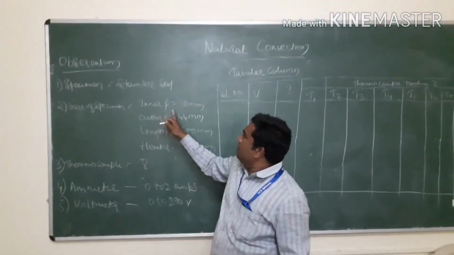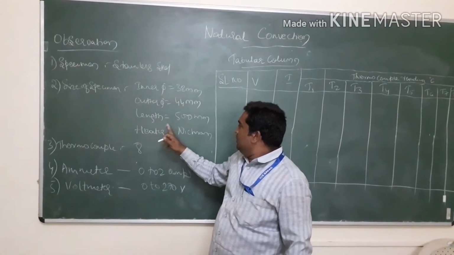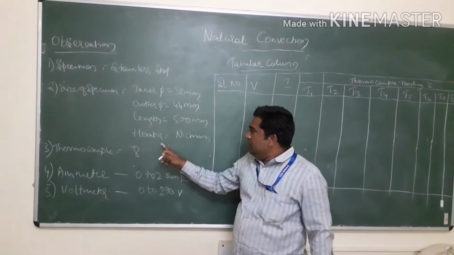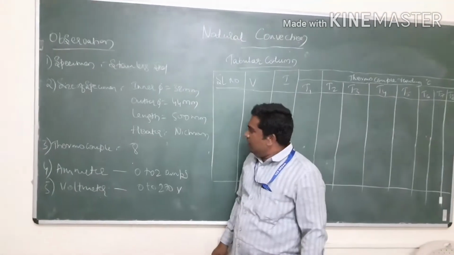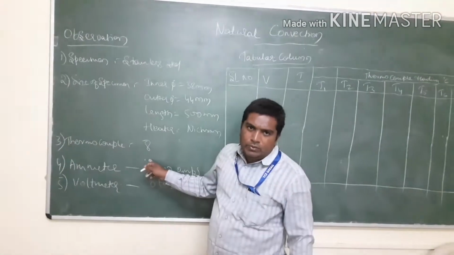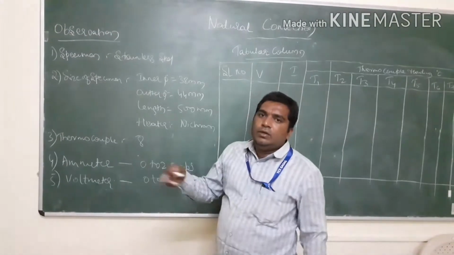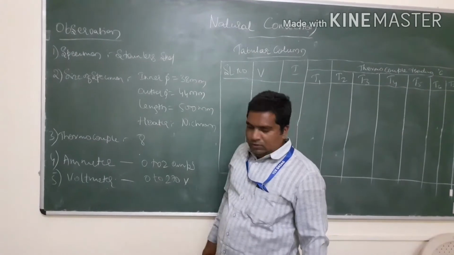It has an inner diameter of 38 mm, an outer diameter of 44 mm, and a length of 500 mm, and the insulation is made up of micron. And next is the thermocouples. As I told you, there are 8 thermocouples, 7 on the vertical tube and 1 to measure the temperature of the cooling cavity.